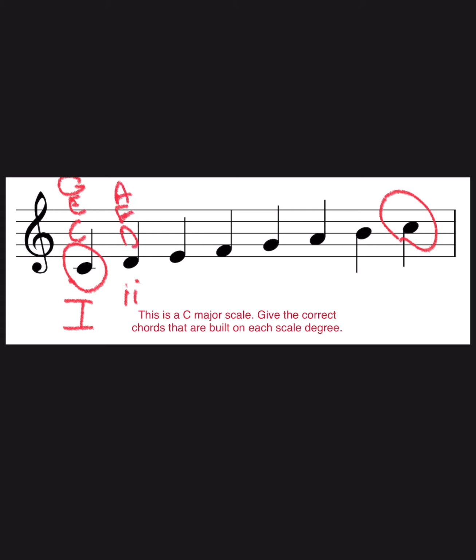Our three chord would have the notes E, G, and B. I'm just skipping every other note in my scale. The four chord would have the notes F, A, C. The five chord would have the notes G, B, and D.